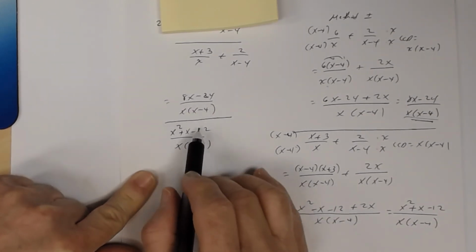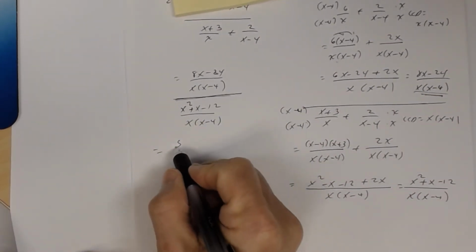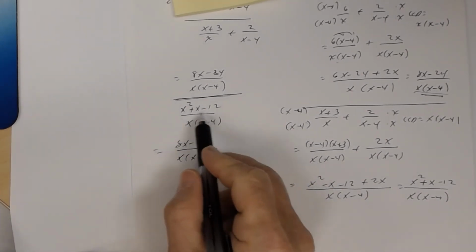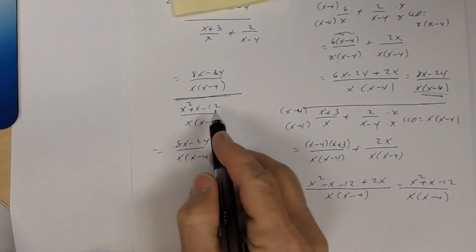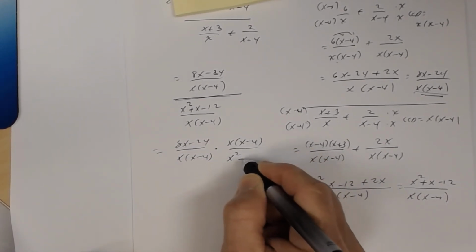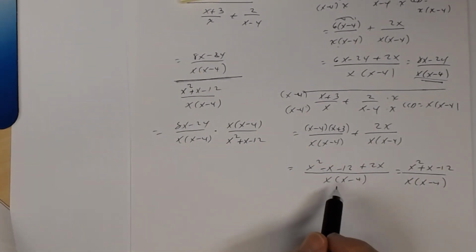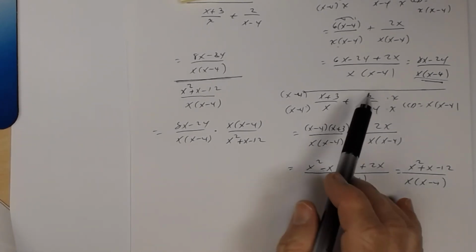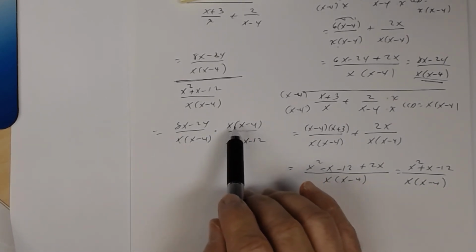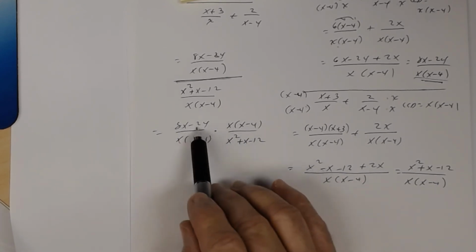Now we're going to change this to a multiplication problem. So I'm going to rewrite this as (8x minus 24) divided by x times (x minus 4), times the reciprocal of the denominator. And so the reciprocal of the denominator is x times (x minus 4) divided by (x squared plus x minus 12). Okay? Now remember we said to leave the denominators in factored form, and the reason is because when you get to this point you want to have everything factored. So leave them in factored form. See, those are already factored. Now we got to go back and factor these.